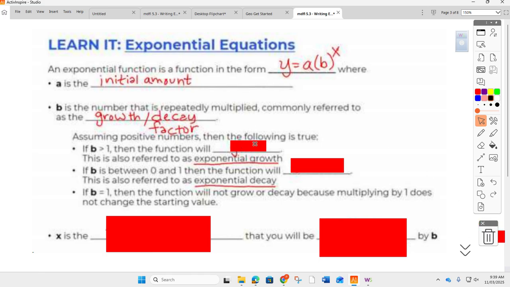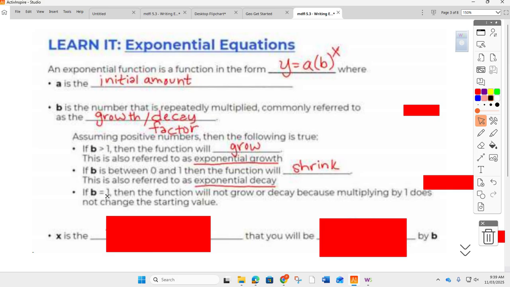If b is greater than 1, remember anything that multiplies something by a number greater than 1 makes that number bigger. So that would be the growth. They refer to that as exponential growth. If b is between 0 and 1, that means it's less than 1 but greater than 0. That function will shrink or decrease, however you want to think about it. You could also think about it as decaying. It's referred to as exponential decay. When something decays, it starts going away.